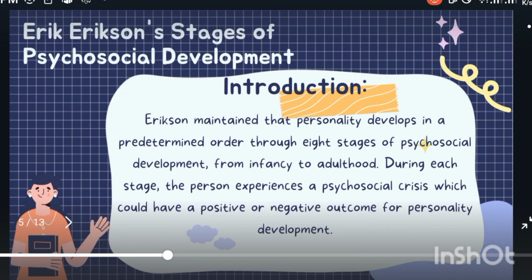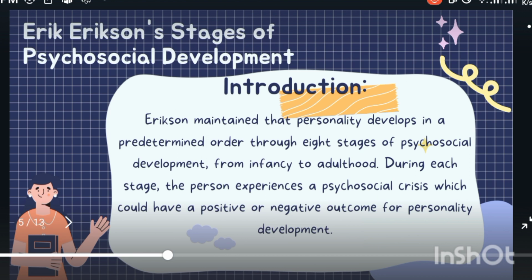Erik Erikson stages of psychosocial development. Let's begin with the introduction. Erik Erikson mentioned that personality develops in a predetermined order, through 8 stages of psychosocial development from infancy to adulthood. During each stage, the person experiences a psychosocial crisis which could have a positive or negative outcome for personality development. So this is the main idea of this theory.